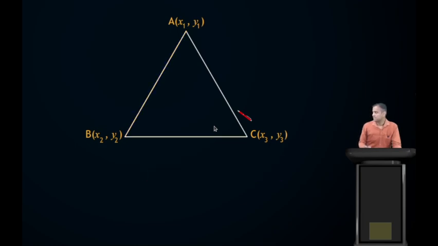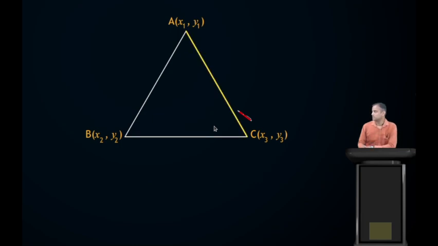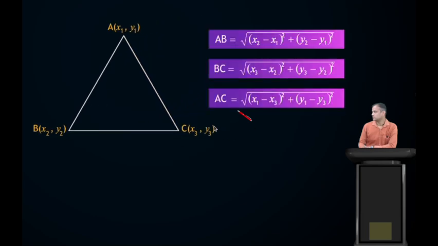Likewise, we can find AC also. Then BC is equal to, so what is the formula to find BC? Very good, BC equals the square root of (x2 minus x3) whole square plus (y3 minus y2) whole square. Same as for AC, the square root of (x1 minus x3) whole square plus (y1 minus y3) whole square. So these are the lengths of the three sides AB, BC and AC.